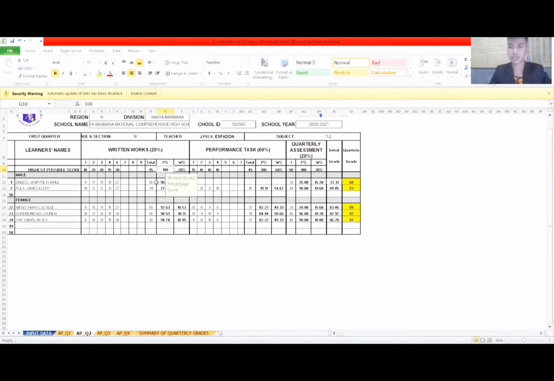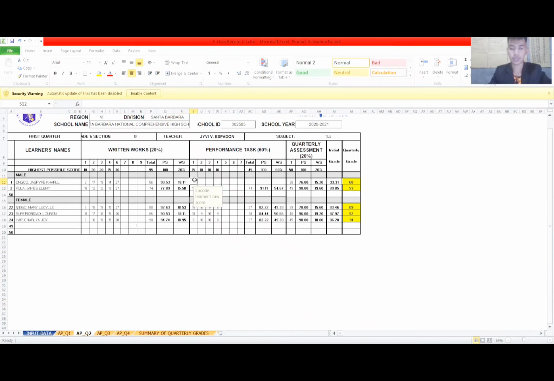Okay, class, the same process as in the manual grading system. 86 divided by 95, multiplied by 100, is equal to 90.53. So Mr. Ongko now has a percentage score of 90.53. So here in weighted score, why is Mr. Ongko's weighted score 18.11? Because 90.53 multiplied by 20%, or in decimal, 0.20. So 90.53 multiplied by 0.20, the result is 18.11. So that's the weighted score of Mr. Ongko. Okay, so the same process applies to Mr. Pula and to the other students.